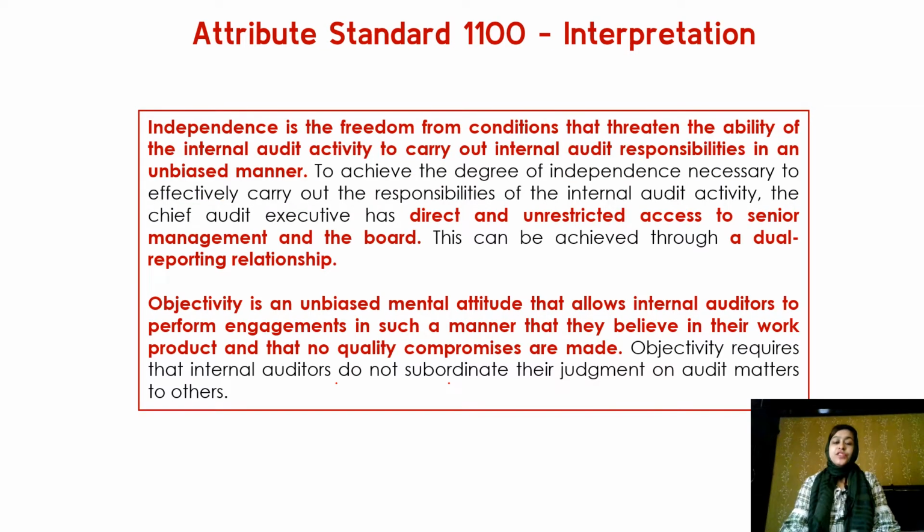Now, what is the interpretation of the standards? Basically, independence is a situation where internal audit responsibilities can be performed by the internal auditors in an unbiased manner. To make it possible, the chief audit executive needs to have direct and unrestricted access to senior management and the board, which is defined by a dual reporting relationship. We'll be discussing the dual reporting relationship in detail later.